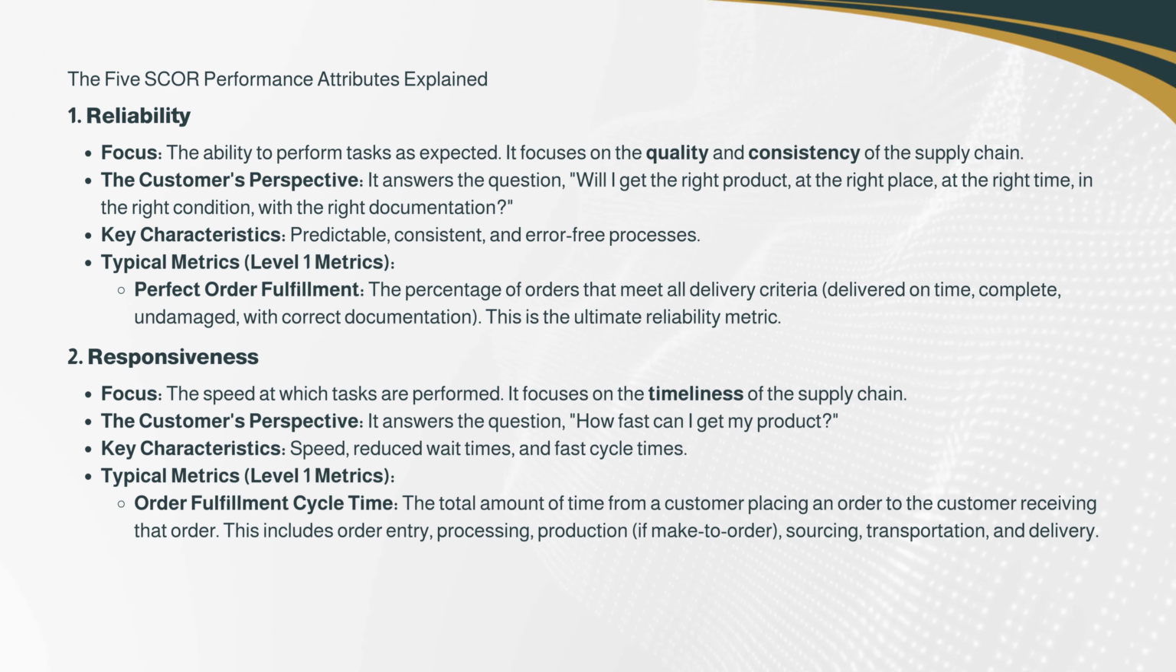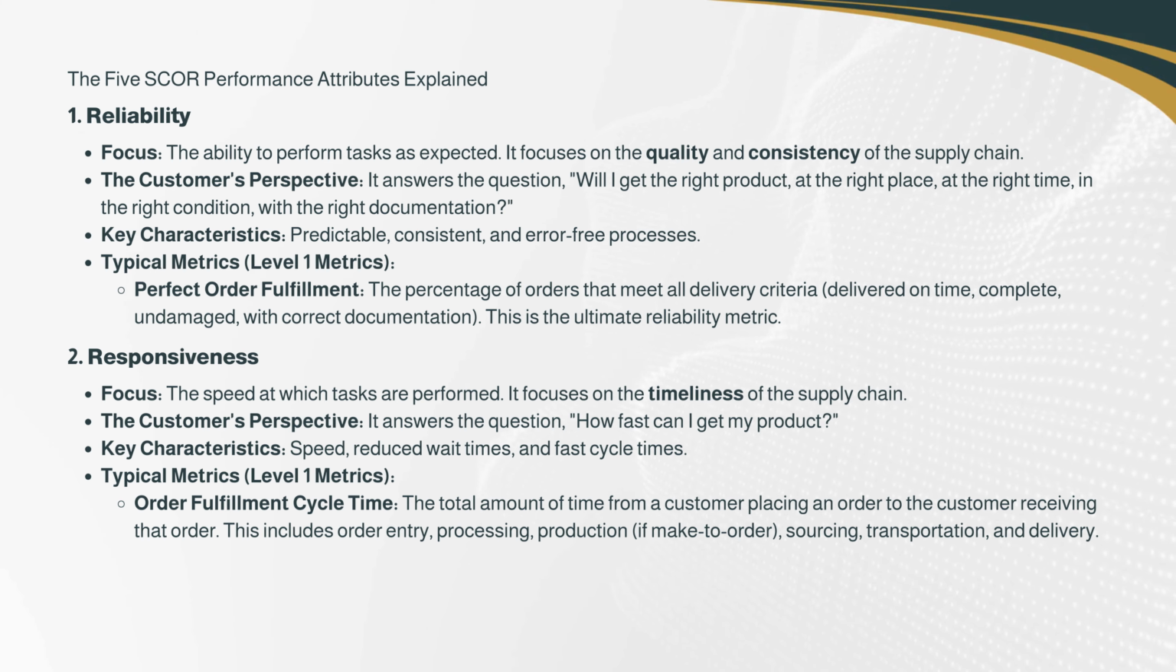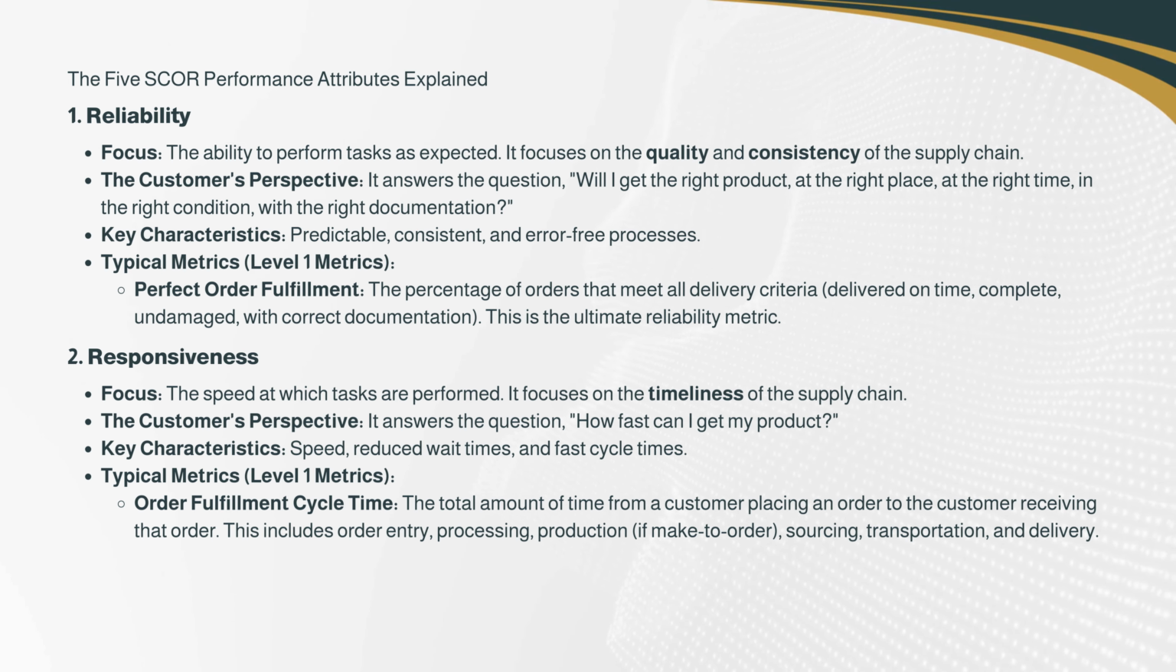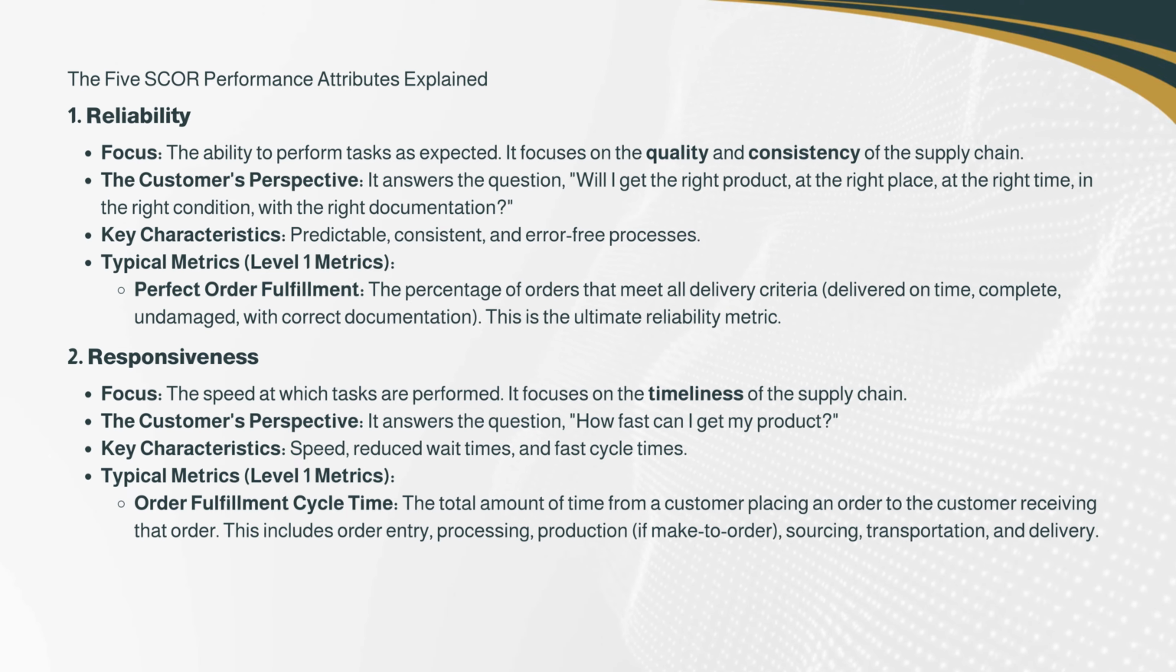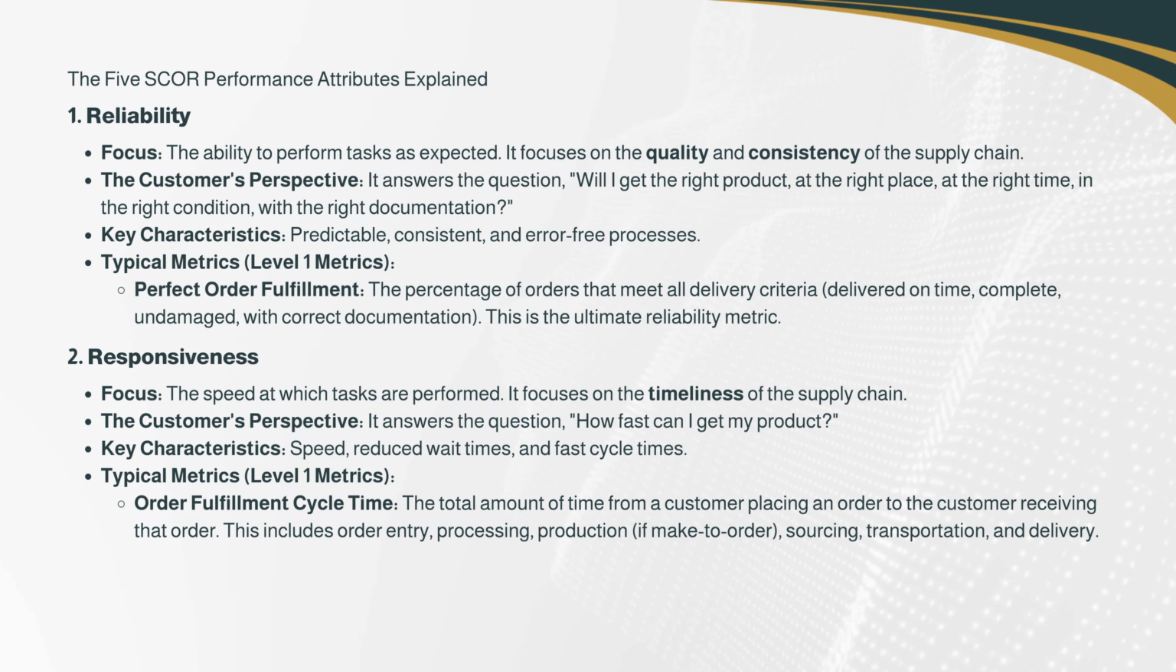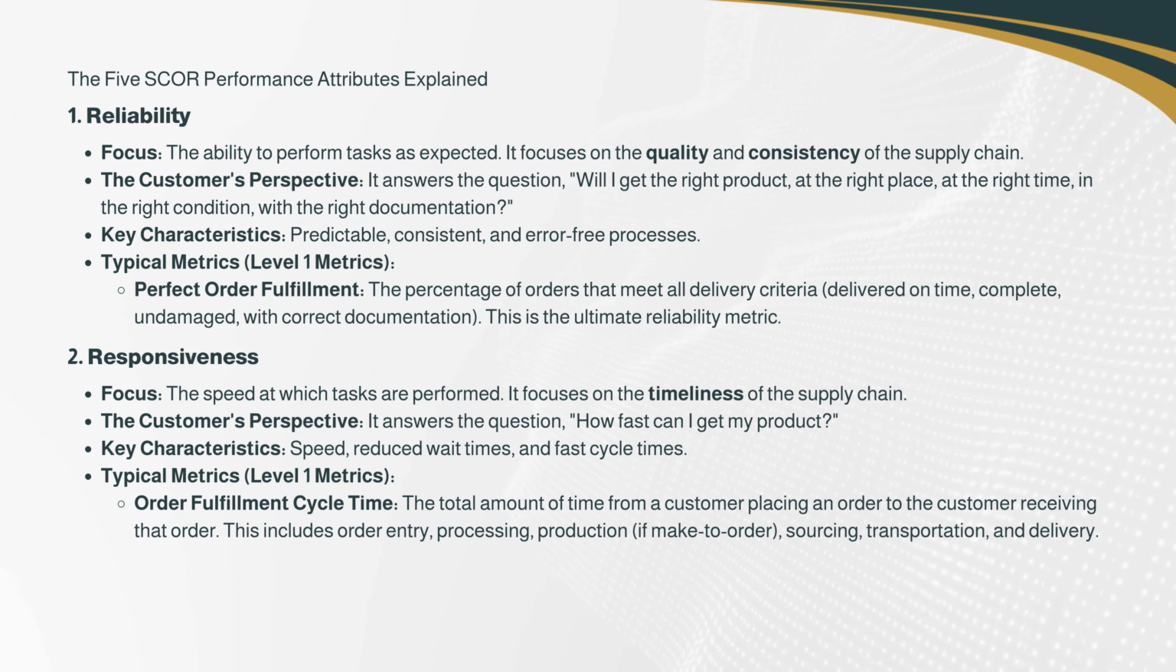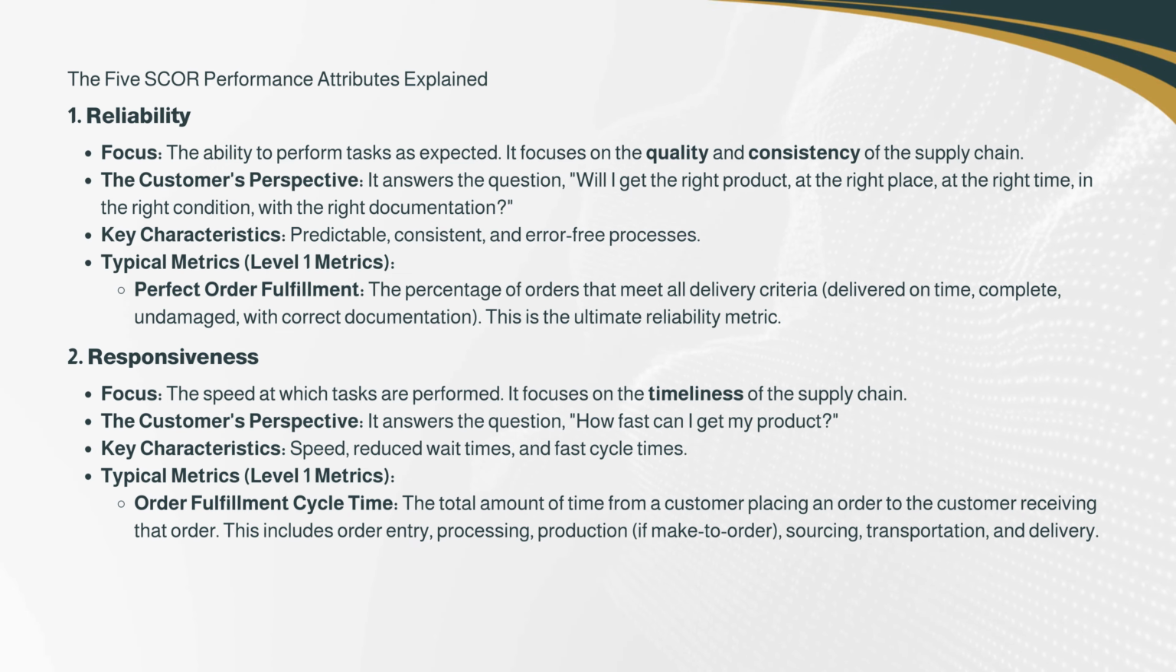Typical metrics, Level 1 metrics, order fulfillment cycle time. The total amount of time from a customer placing an order to the customer receiving that order. This includes order entry, processing, production, if make to order, sourcing, transportation, and delivery.